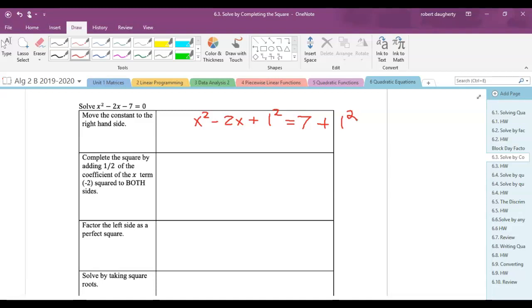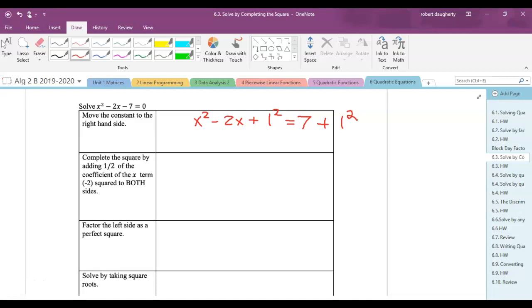Negative 1 squared is 1. Negative 1 times negative 1 is 1. This number is always going to be positive, so I don't worry with negatives and positives. I'm always adding a positive number when I complete the square, okay?